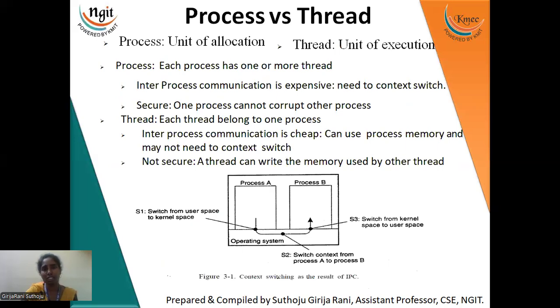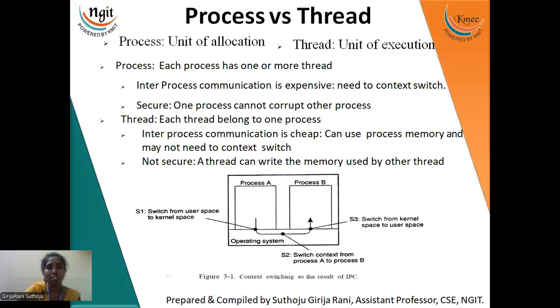Now, process versus thread. A process is a whole application, and a thread is a unit of that application. A process can have one or more threads, and the process itself is one process only, right?